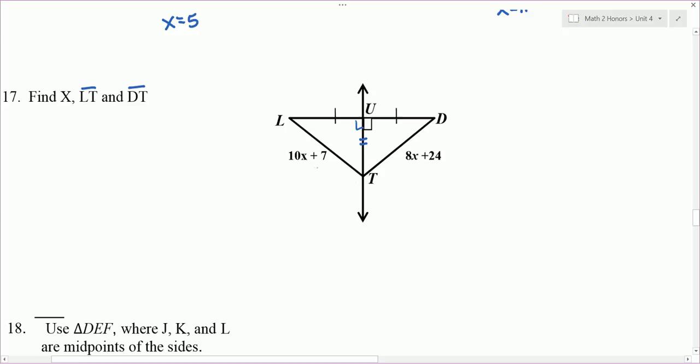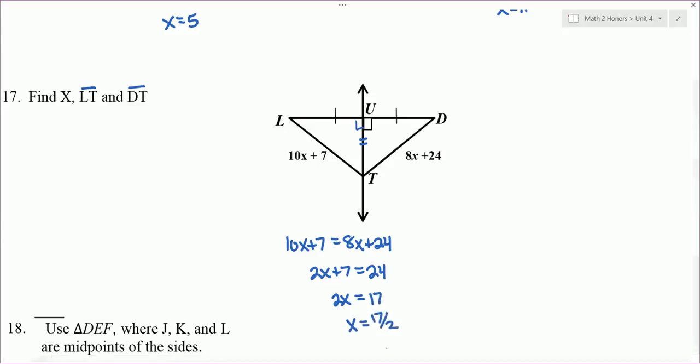So we could let 10x plus 7 equal 8x plus 24. Subtract 8x, and 2x plus 7 is equal to 24. Subtract 7. You get 17. Divide by 2. x is 17 over 2.